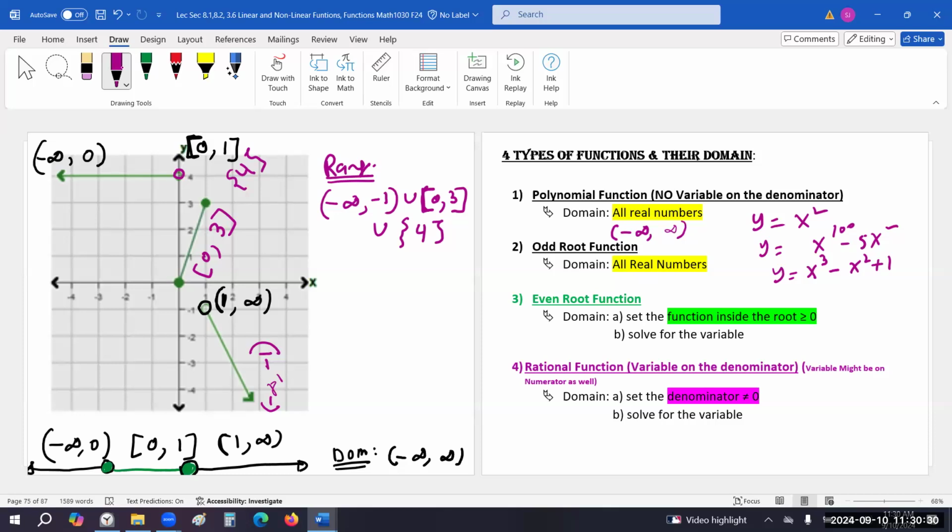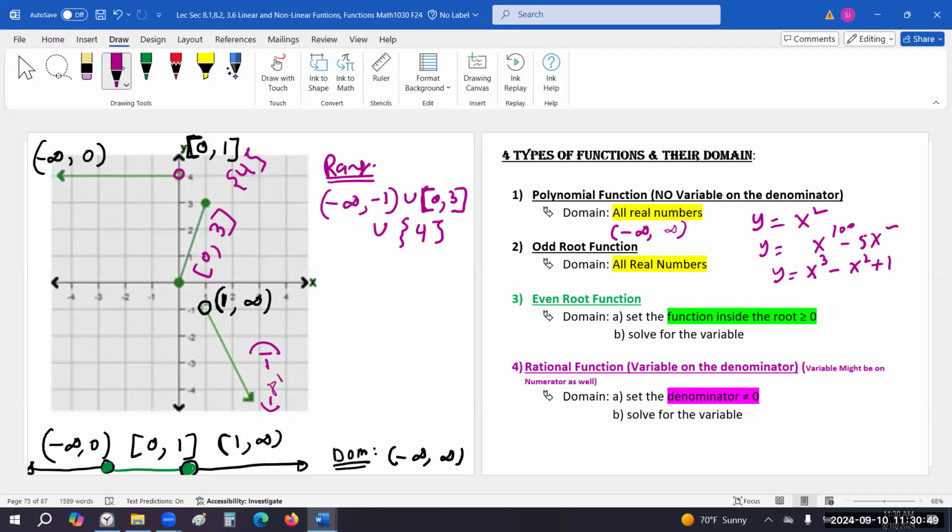Same thing is true for odd root function. For now, you can ignore the odd root function. Most likely you will not see any question in the final exam about odd roots or in the homework. Only the book, I think, talks about that. You can ignore it for now.